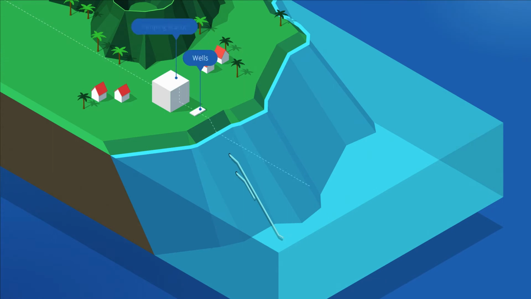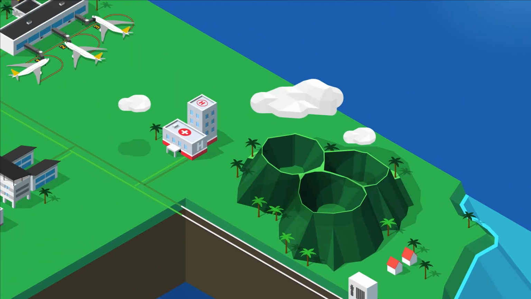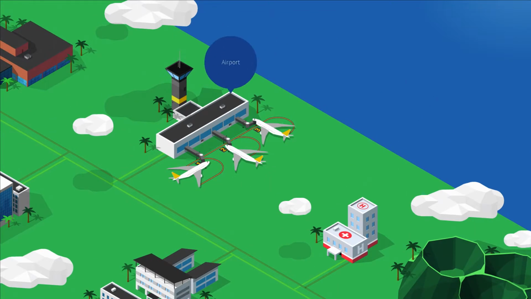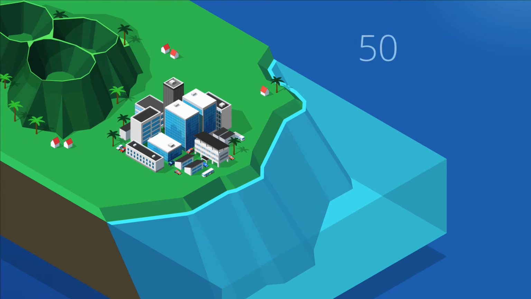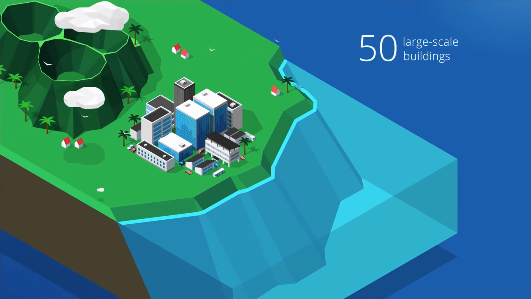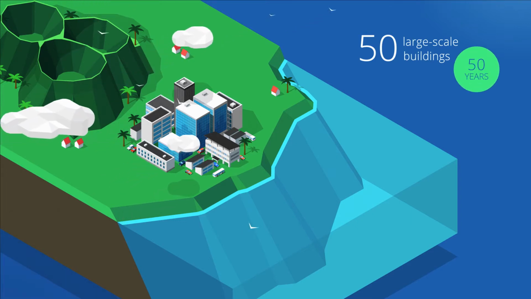The seawater is fed into heat exchangers, where it cools fresh water in the urban network to condition the ambient air in buildings. The main hospital, Sainte-Clotilde Clinic, the university, the airport, office buildings, shopping malls, a total of over 50 large-scale complexes will thus benefit from this new air conditioning network, designed to last for over 50 years.